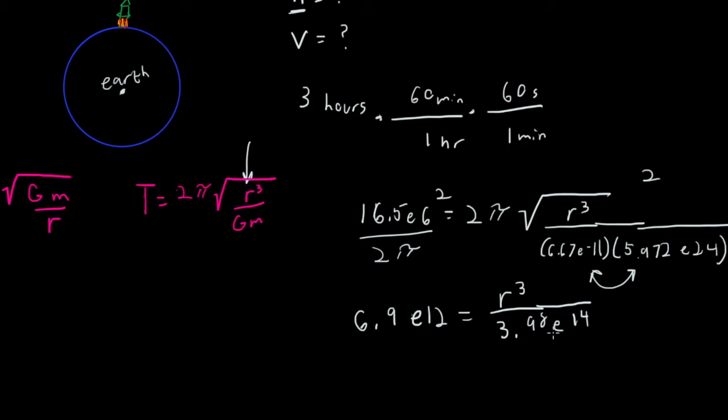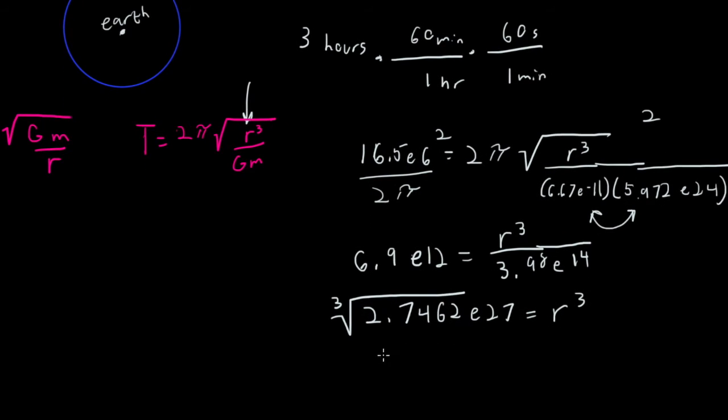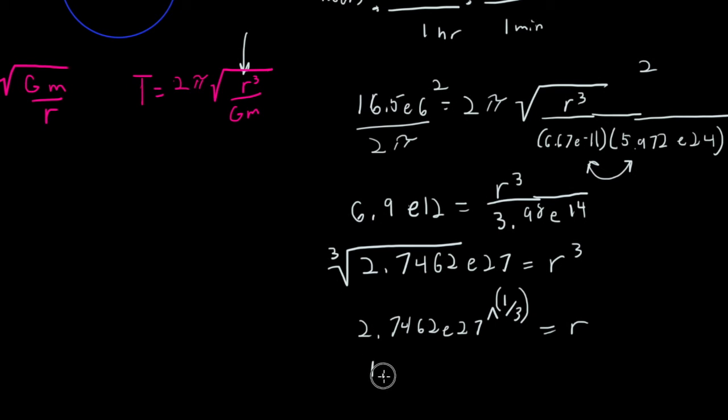And so let's multiply both sides by 3.98 E14. That'll give us 2.7462 E27 equals r cubed. So now we just need to take the cube root of this, which, if you don't have a cube root function on your calculator, can also be done by taking 2.7462 E27 to the power of 1 over 3. That'll give us r. And so our radius is 1.4 E9.